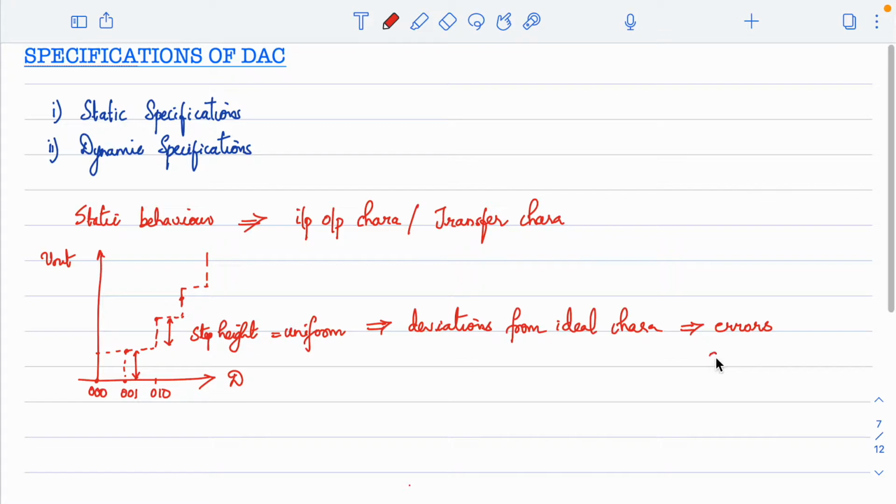or some kind of distorted response. The output of the data converter may show a distorted response if there are deviations from the ideal curve. Now, whenever there are deviations from the ideal curve of a data converter, whether it is digital to analog or analog to digital, those deviations are quantified.